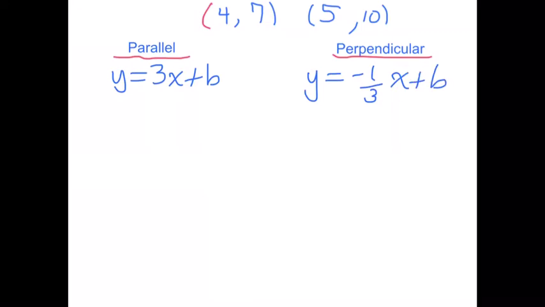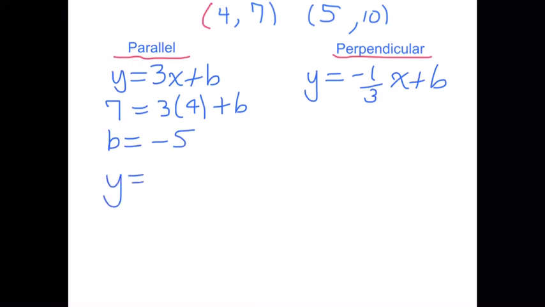Now you guys all know you can just pick a point, so I can pick 7 equals 3 times 4 plus b. 3 times 4 is 12, 12 minus 5 is 7, b is minus 5, so the equation is y equals 3x minus 5. Same thing, I can pick a line.